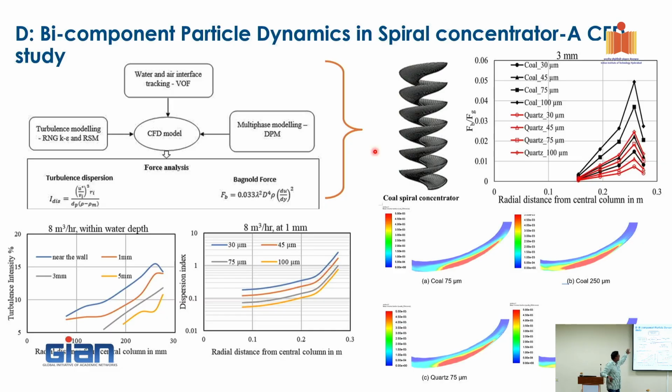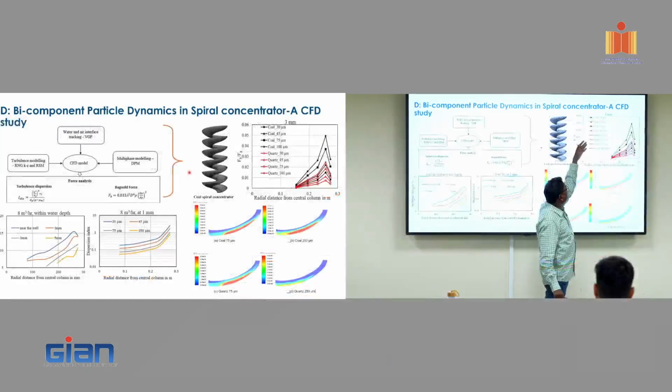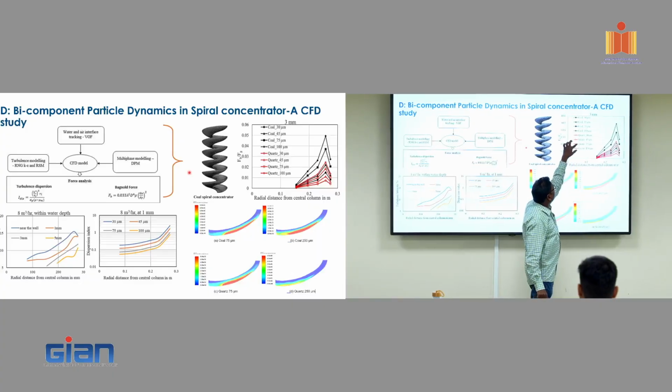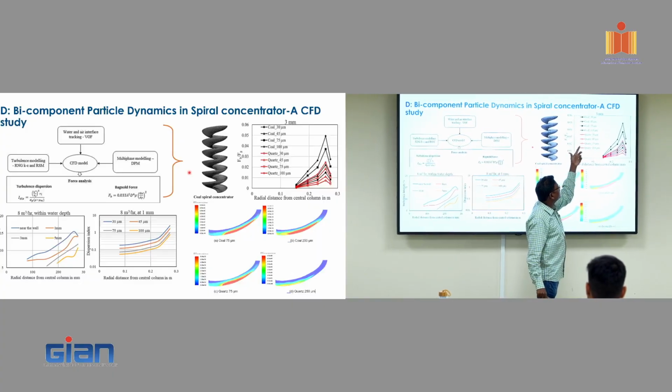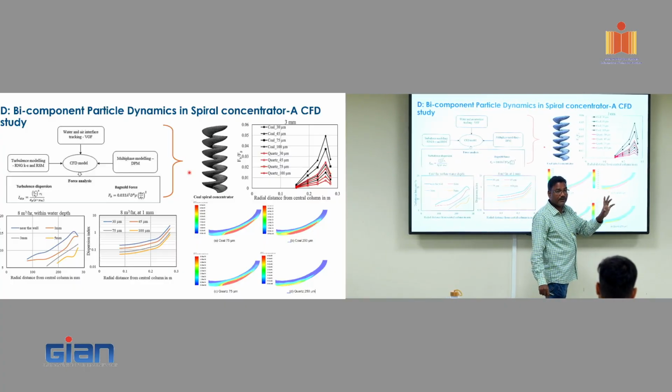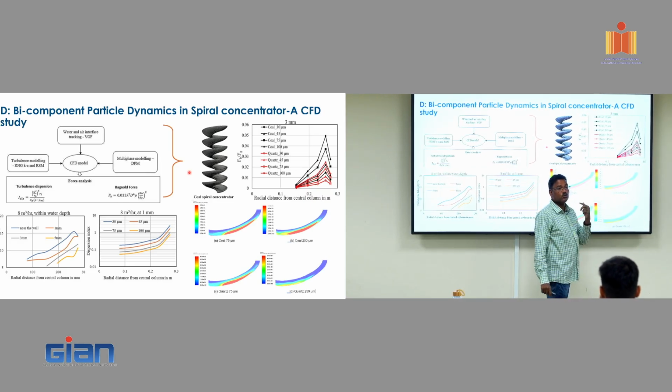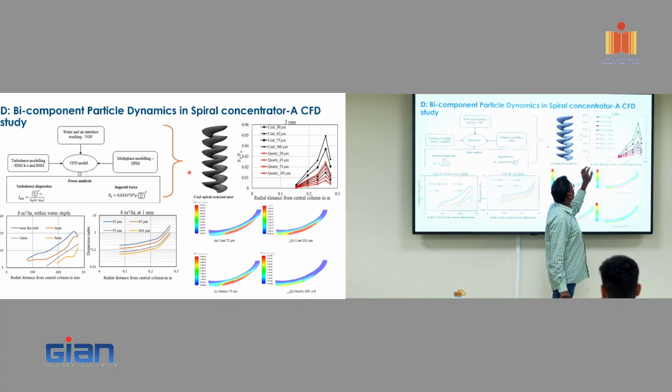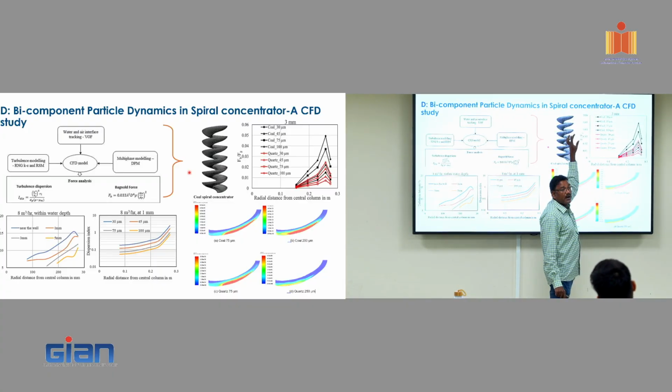Here, we looked at the coal particles. You can see coal and quartz here: coal from 30 microns to 100 microns, and quartz also from 30 to 100 microns. Size-wise they are the same, but the density is different, right? Coal is 1.4, let's say average density 1.5, and quartz is 2.65. Then with two components, how the buoyancy force and the gravitational force would affect them. When I say buoyancy force, it is because of the drag, which results in a different level. That is one thing we attempted.